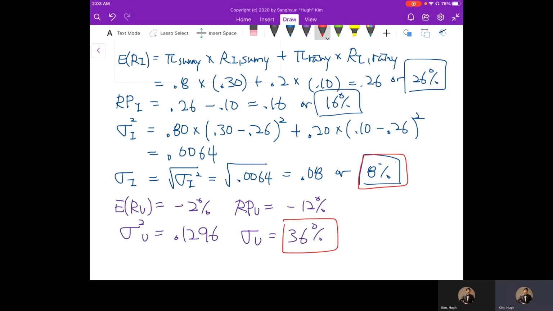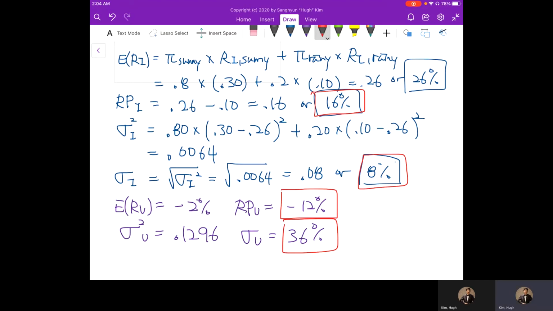However, the umbrella company has a risk premium of negative 12%, whereas the ice cream company has a risk premium of 16%. So that's a little strange here, because earlier I said the higher the risk, the higher the risk premium should be. But here, the umbrella company has more total risk, but still has a lower risk premium. So what's going on here? Actually, this example demonstrates that total risk is not an appropriate measure of risk when we think about the risk and return trade-off for individual assets.